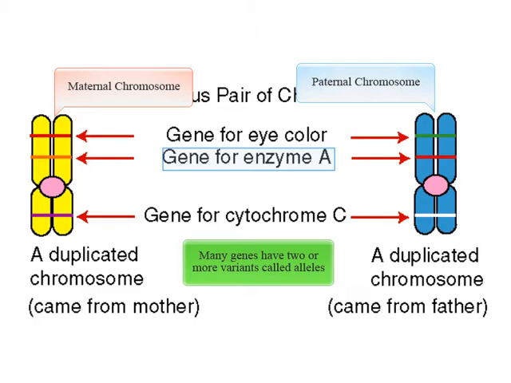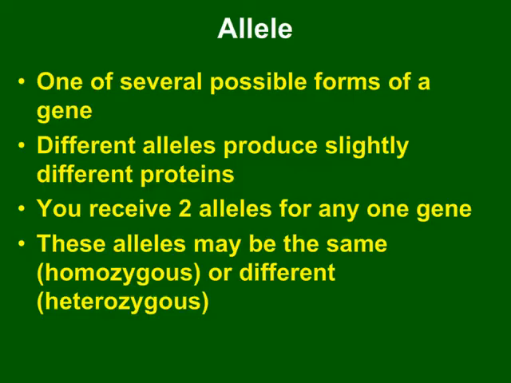And this is also the case for cytochrome C, a second type of gene. We can see there are two different versions, the purple one from our mother and the white one from our father. So remember, these two different forms of a gene are called alleles. So an allele is one of several possible forms of a gene.